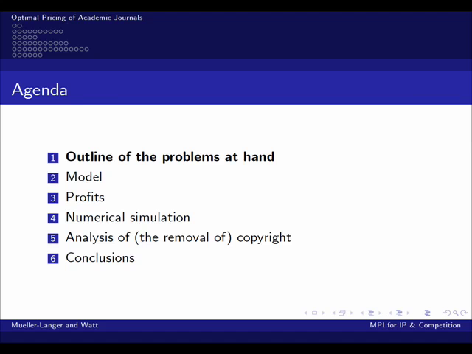Let's have a look at the agenda of the presentation. We first talk about the problems at hand, then the model limitation, profits of a monopolistic journal. We will not go into mathematical detail, but provide you with some numerical simulations. And in the fifth section, we will analyze what the removal of copyright does on the journal market.